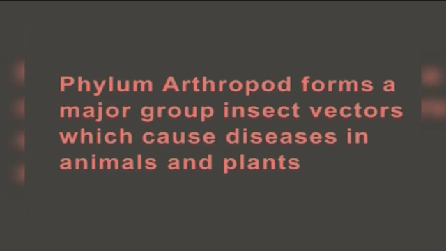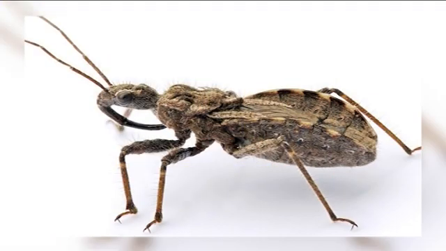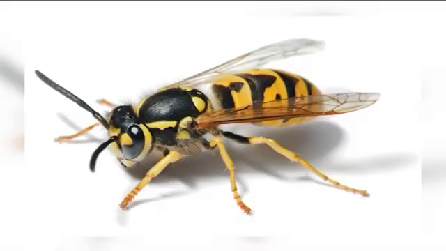Phylum Arthropoda forms a major group of insect vectors which cause diseases in animals and plants. The insects which become vectors to many animals including humans are mosquitoes, flies, lice, fleas, assassin bugs, etc. Each transmits a different type of infectious disease among humans and domestic animals. Similarly, many insects become vectors to plants and they include aphids, thrips, beetles, grasshoppers, leafhoppers, earwigs, wasps, which transmit viral, bacterial, fungal and mycoplasma diseases in various wild and cultivable plants.